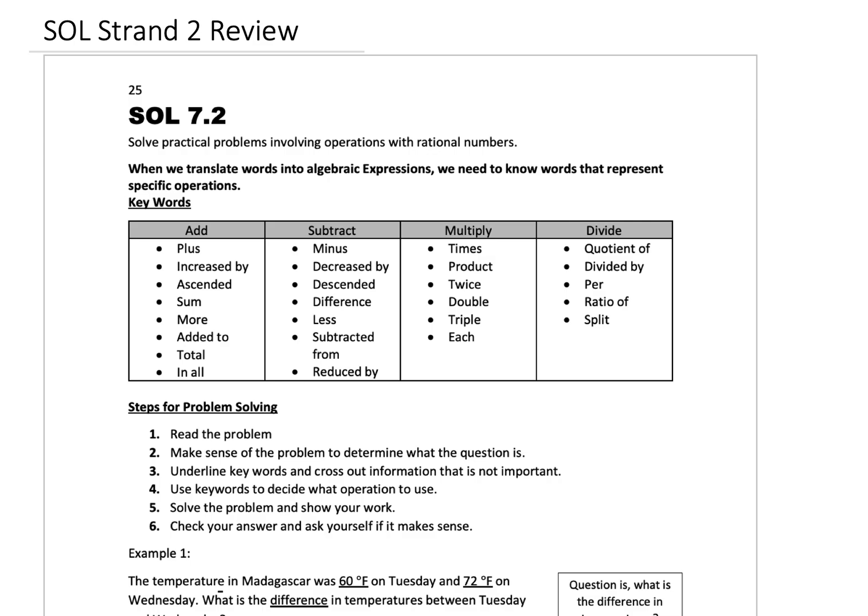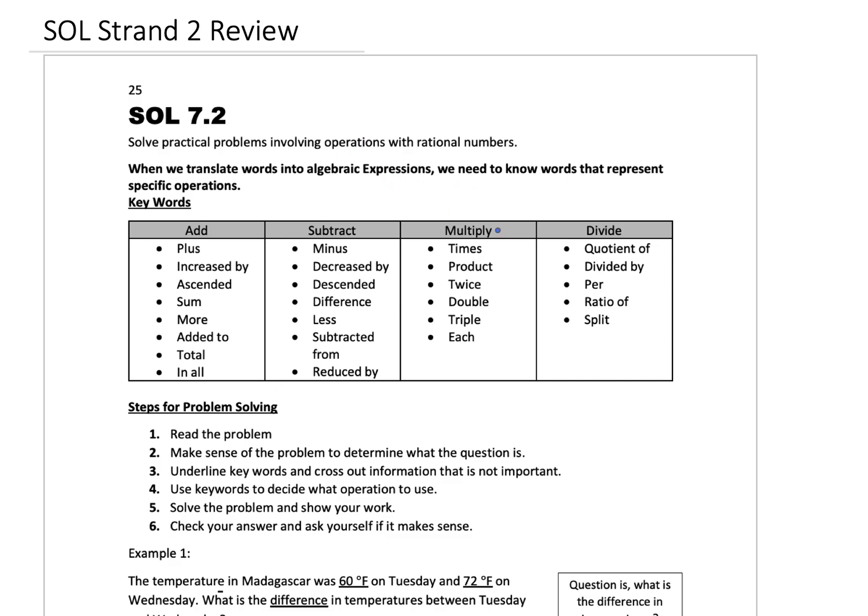This is our review of Strand 2 of the SOL workbook, and this starts on page 25 of your workbook if you want to follow along there. So in SOL 7.2, you may use a calculator here. It tells you to solve practical problems involving operations with rational numbers.